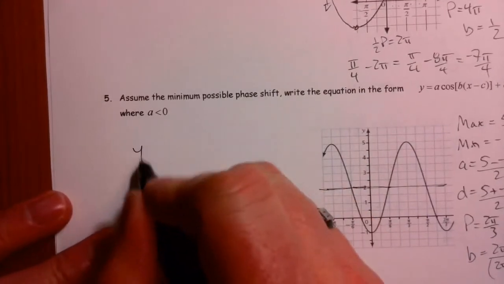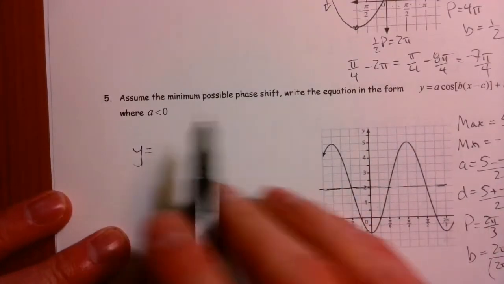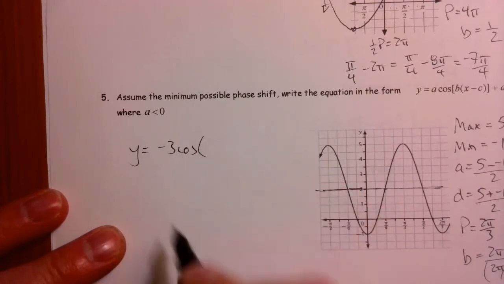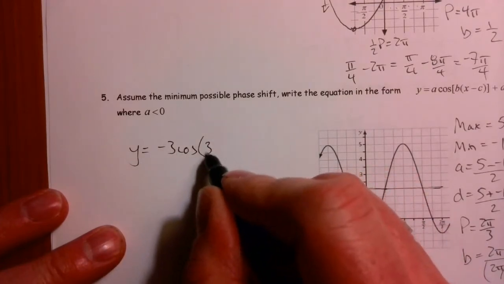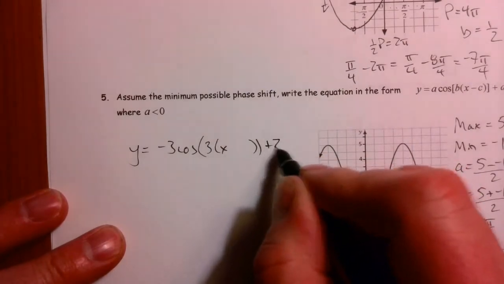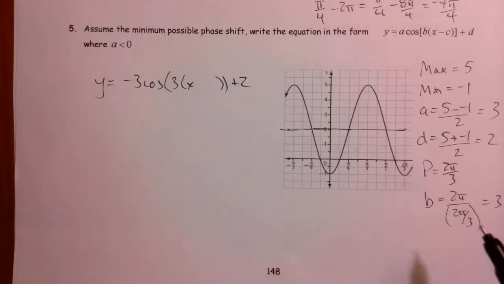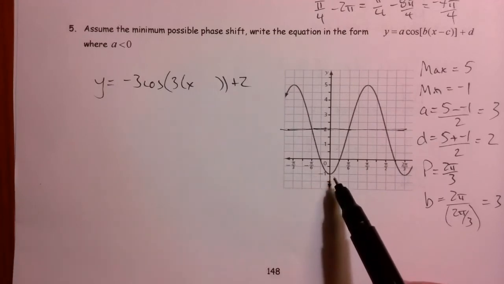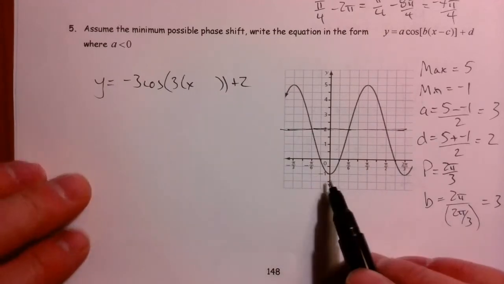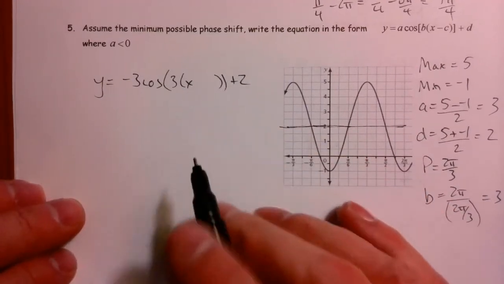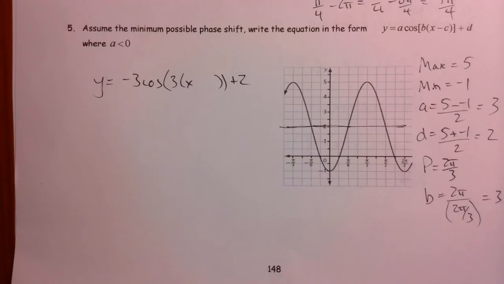So now I write out my equation. y is equal to, now this is a negative cosine, so this will be negative 3 cosine of, and this will be 3, leave space for my horizontal phase shift, plus 2. And now I know that the negative cosine graph starts at a min. Well, this min right here is the closest to the y-axis. In fact, it's right on it. So it turns out that is the correct answer without that space there. There is no horizontal phase shift.